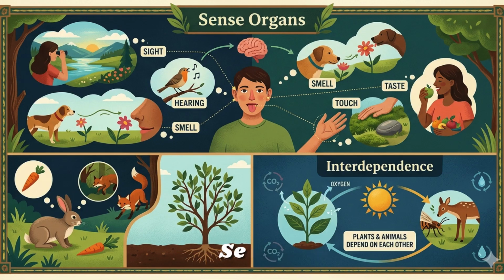Sense organs. Sense organs help animals to know about their surroundings, especially to find their food and to know the presence of an enemy. Plants do not have sense organs. So, now we know how animals and plants are different from each other. However, we should keep in mind that plants and animals depend on each other for their survival.